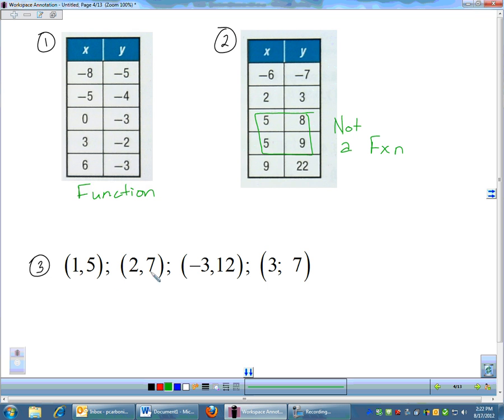Here's same thing, except it's ordered pairs instead of in a chart. Notice none of my x's are repeating, so this one's going to end up being a function. Why didn't I abbreviate it? I just wasted like 3 seconds of my life. Even though my 7, the range, is repeated a little bit, but that's okay. It's the domain we're worried about. So that's if it's an ordered pair.